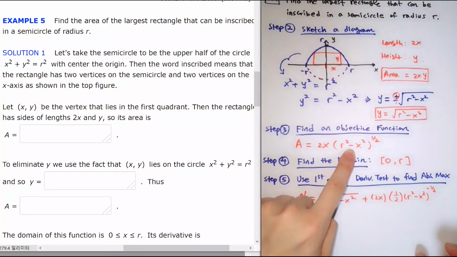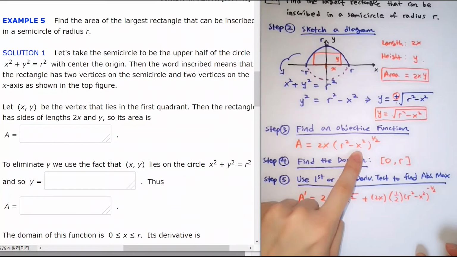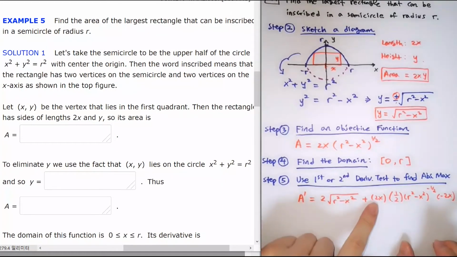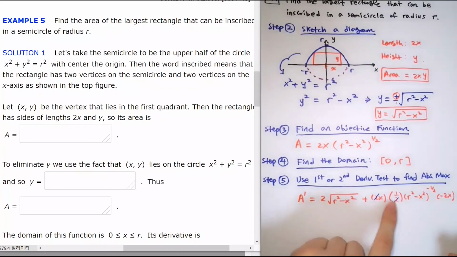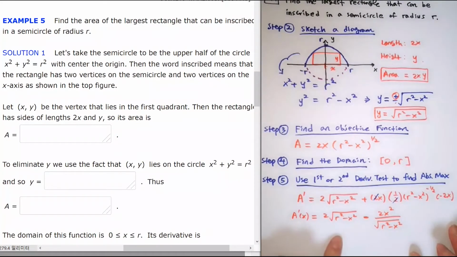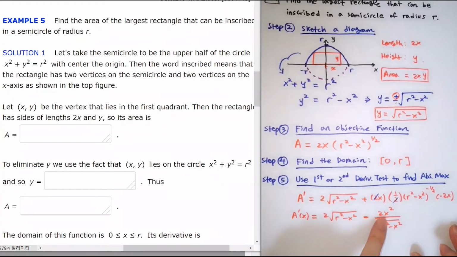But please do not forget about the derivative of the inside. The derivative of the inside is negative 2x. So did you guys notice that 2 and 2 cancel? X and x multiply together. So everyone, if you simplify this whole thing, then you end up having 2x squared divided by square root of r squared minus x squared.